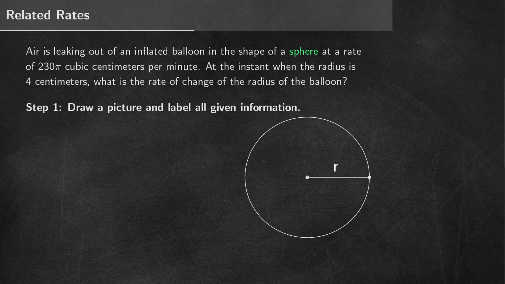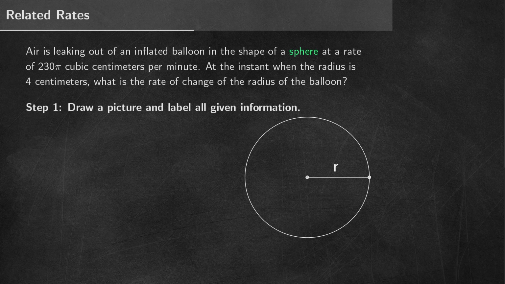Now let's walk through this problem from start to finish. So again, air is leaking out of an inflated balloon in the shape of a sphere at a rate of 230 pi cubic centimeters per minute. At the instant when the radius is 4 centimeters, what is the rate of change of the radius of the balloon? So step 1, we draw a picture.